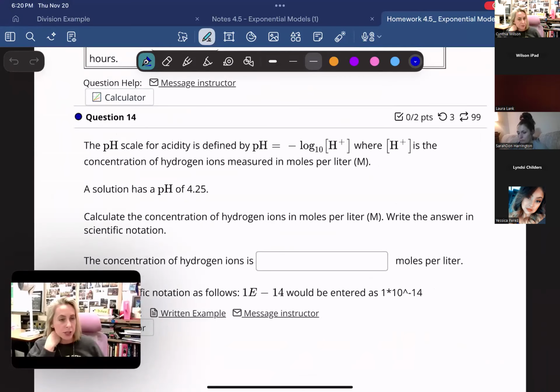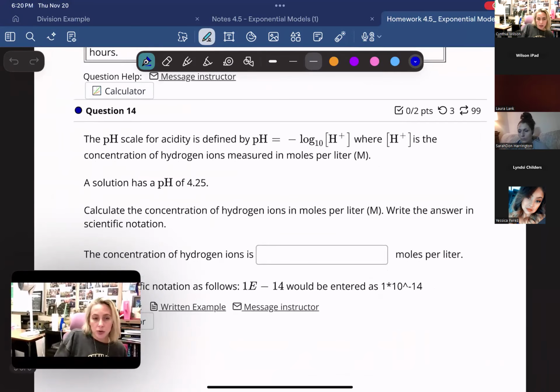So question 14 with the pH. Boy, if I had seen this problem without doing 4.3, number 6. Okay, let me do this problem, Laura, and then I'll do that one, okay?